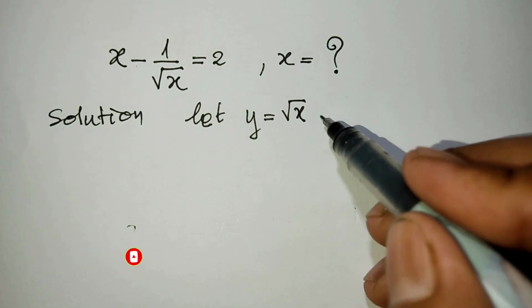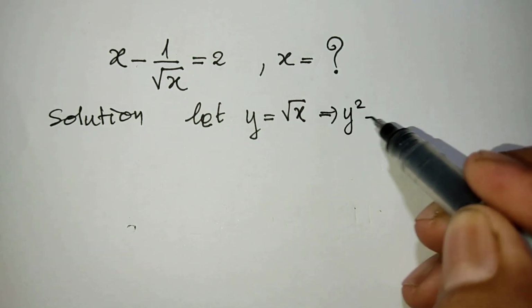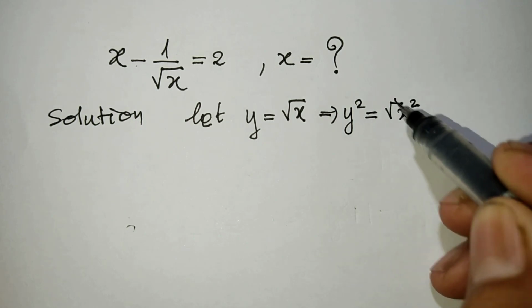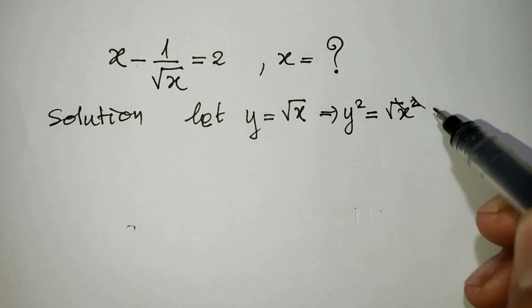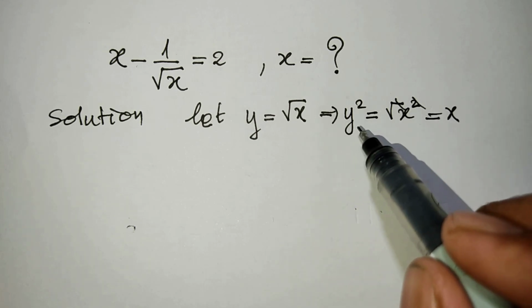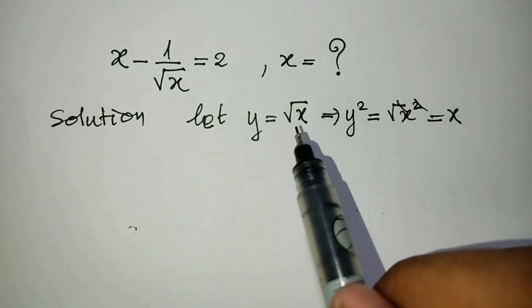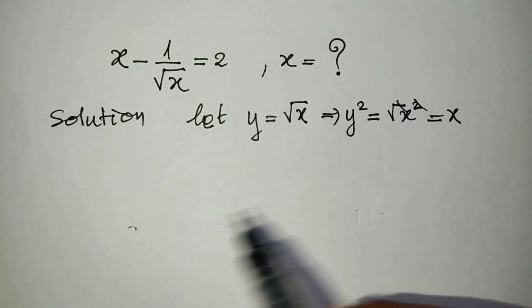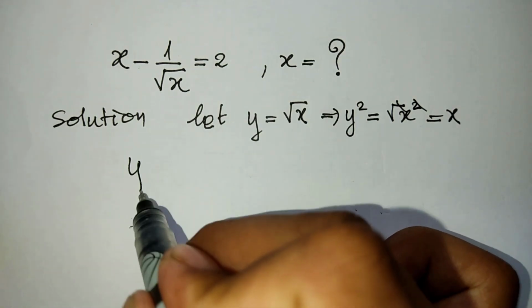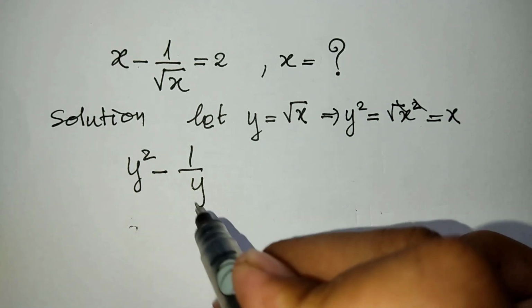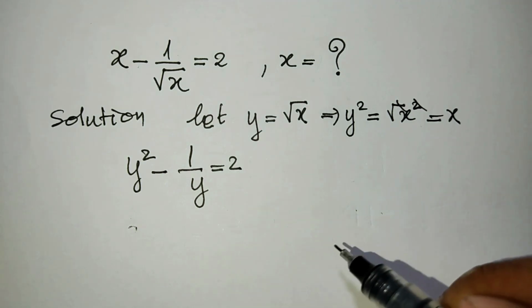And now we get y squared equal square root 8 squared. We simplify square roots and squares, we get 8. And then we replace y squared in this, and square root 8 we replace by y. So we get y squared minus 1 divided by y equal 2.